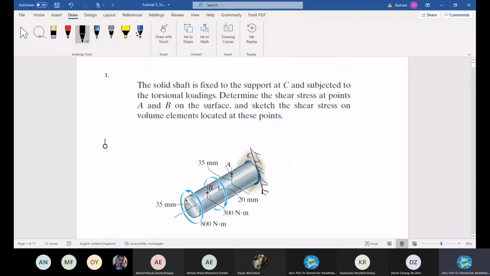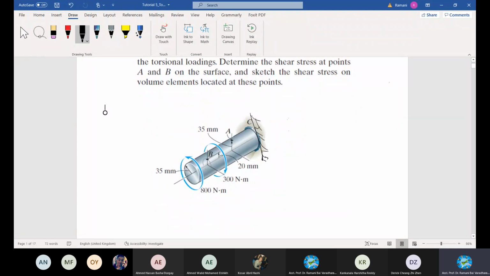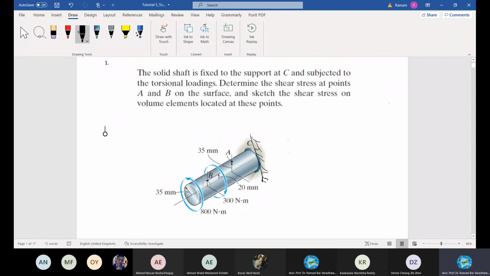Determine the shear stress, right? It is fixed at the support C, this is C, and subjected to torsional loadings. Torsional loadings means torsion, a rotational moment, isn't it? So it's also given here. There are two moments acting at points A and B, subject to torsional loadings; it is not mentioned where it's acting. Determine the shear stresses at points A and B. Point A is here, point B is here on the surface, and sketch the shear stress on the volume elements located at these points. Very simple one to start with, so that you can understand the other questions very well.